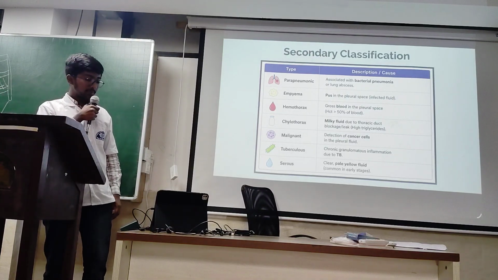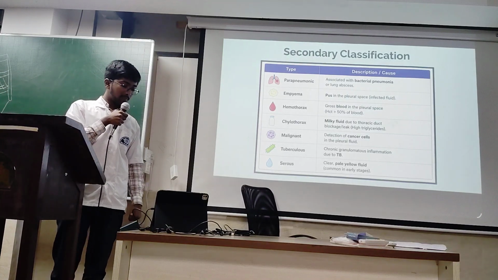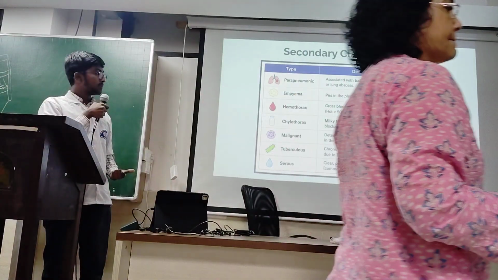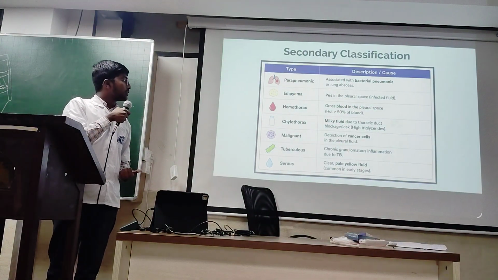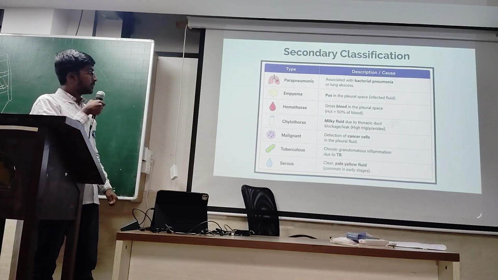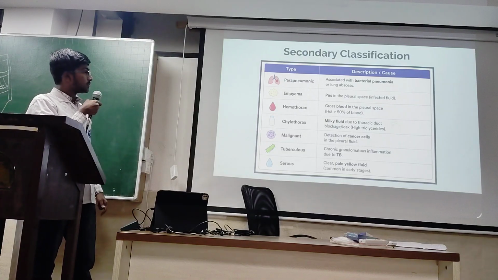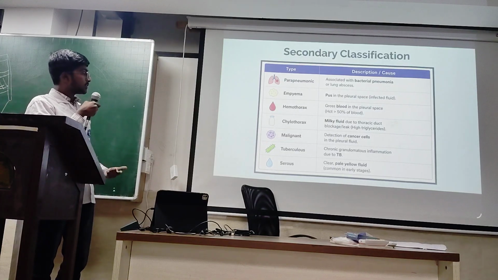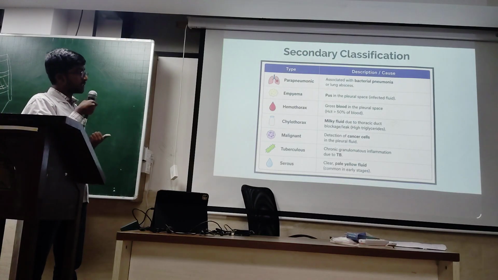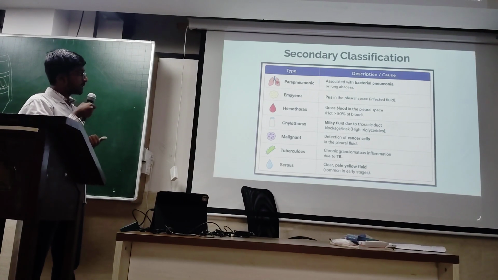So the secondary classification is mainly divided on the basis of etiology and the fluid which is accumulated in the pleural space. So the first is parapneumonic. It is based on the etiology, in which due to pneumonia the accumulation of fluid takes place. Second is empyema, which is based on the fluid accumulated. So there is pus formation in the pleural space, which is basically the infected fluid.